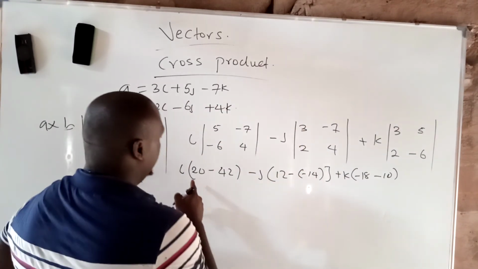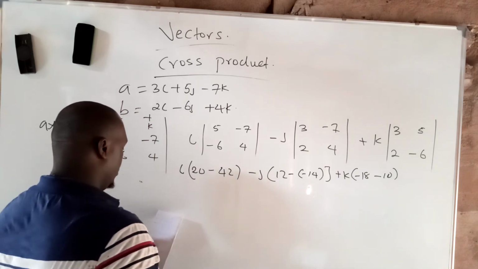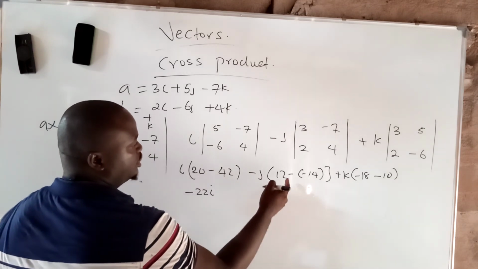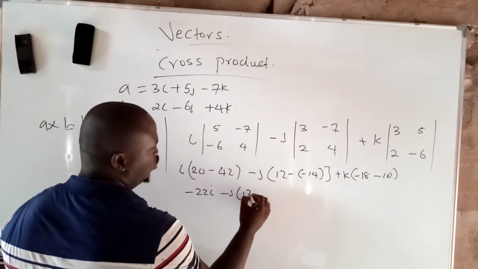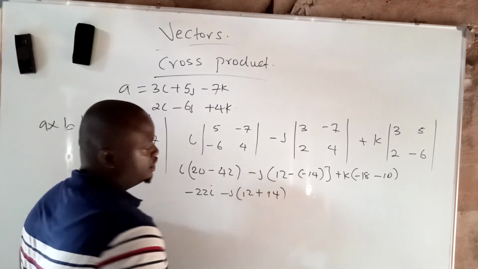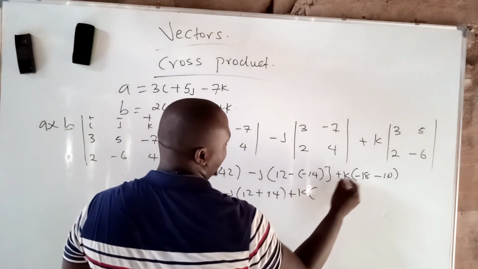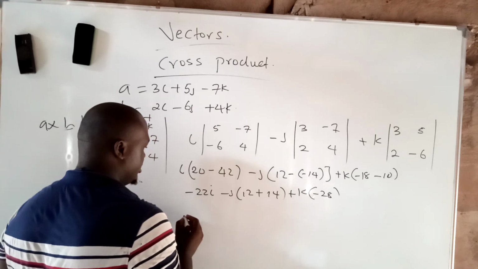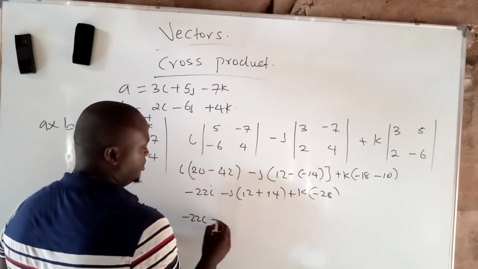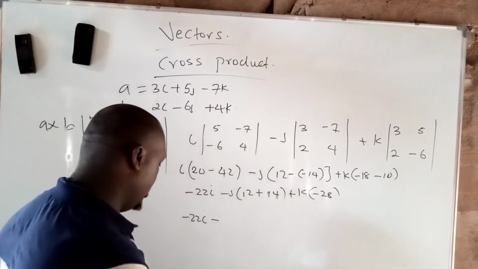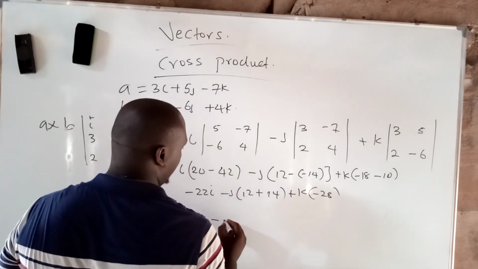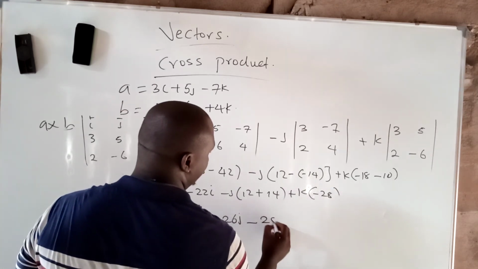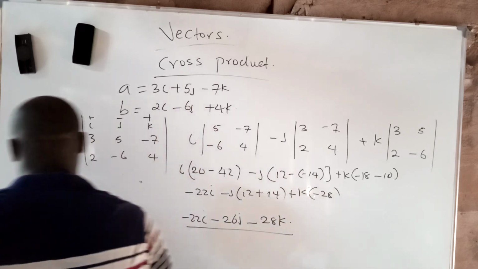The next thing is 20 minus 42, which should give you minus 22i. Then you have minus here, so this is minus j into 12 plus 14, plus k into bracket minus 18 minus 10, which should give you minus 28. So here is minus 22i; minus this plus this, 12 plus 14, should give you 26, and with the minus we have minus 26j. Then minus 28k, and that is the answer.